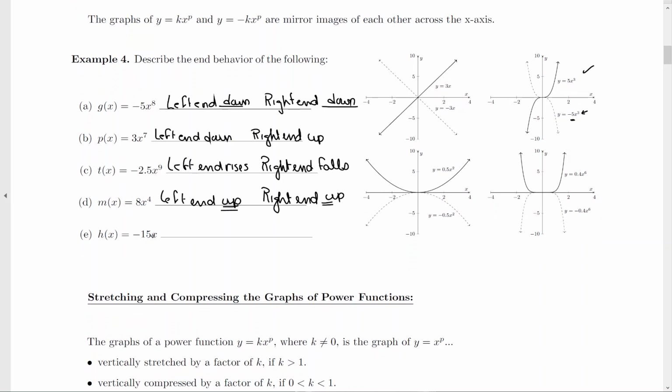Negative 15x to the 1 power. So that's an odd power. The ends are going to be split. It's a negative slope, so it's going downhill. So when I do my left end versus right end, the left end is going to be up and the right end is going down. Okay.